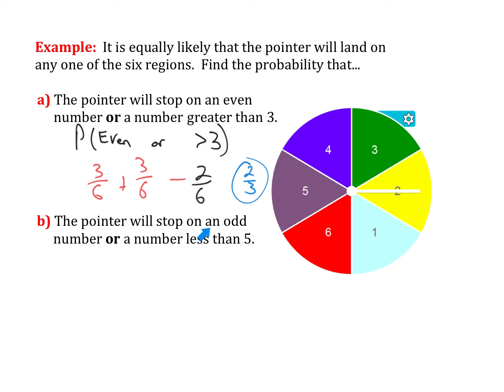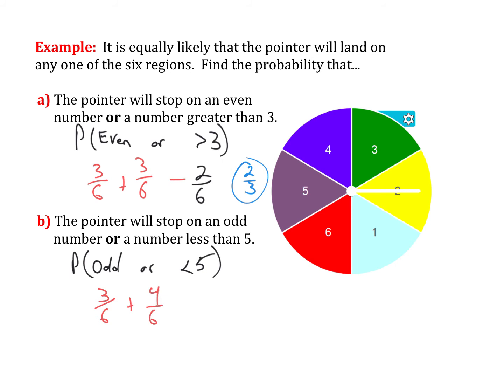Next one. Odd number or a number less than 5. So probability of an odd number or less than 5. Well, if I look at my spinner, odd numbers, I've got 1, 3, 5. So there's a 3 out of 6 probability there. Numbers less than 5, that would be 4, 3, 2, and 1. These 4 numbers here. So 4 out of 6.